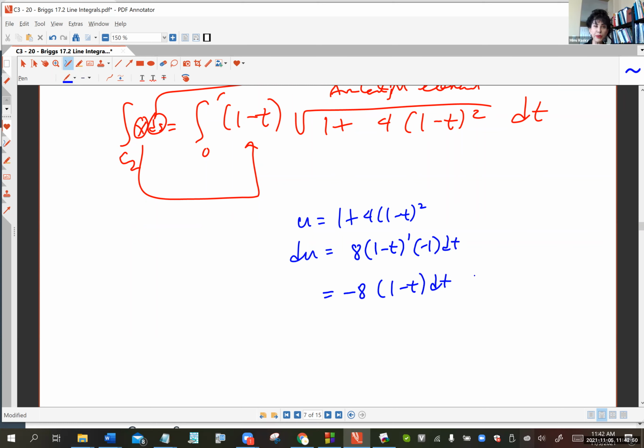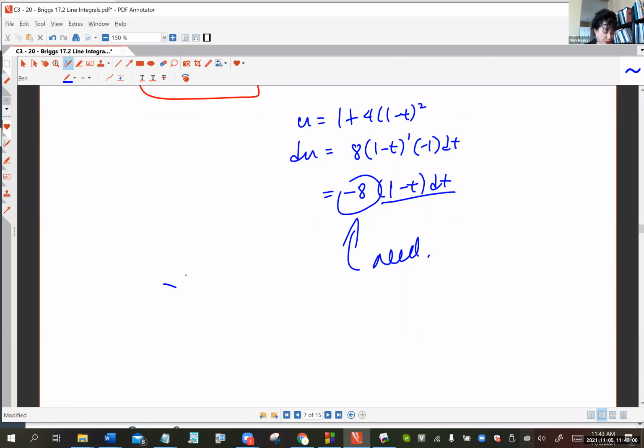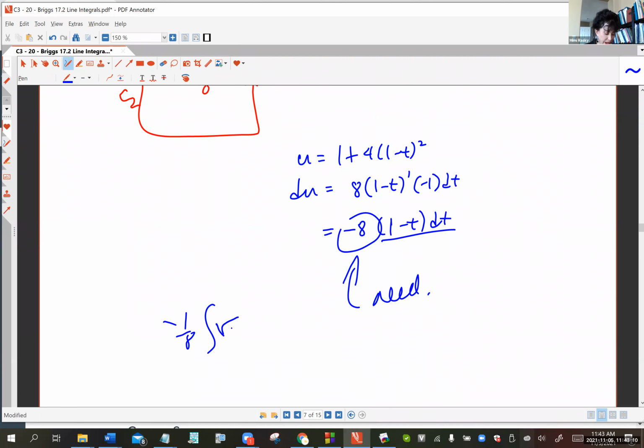Good news and bad news. Good news, there already is a 1 minus t dt in the integrand. The only thing that is missing from my du is the factor of negative 8. But if I put in a multiple of negative 8 and then multiply the reciprocal, I'm good. And so now this is just one of these power rule problems, which we all have seen a lot of times. So go ahead and integrate using the power rule.